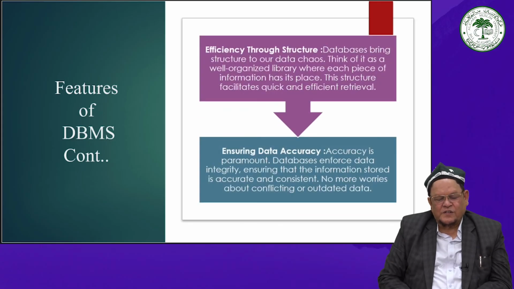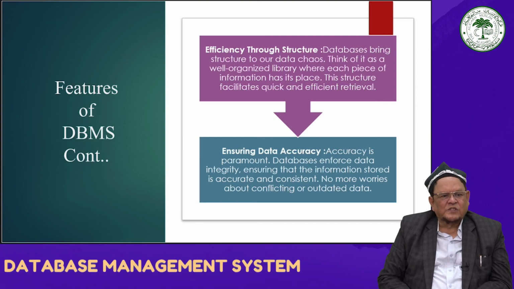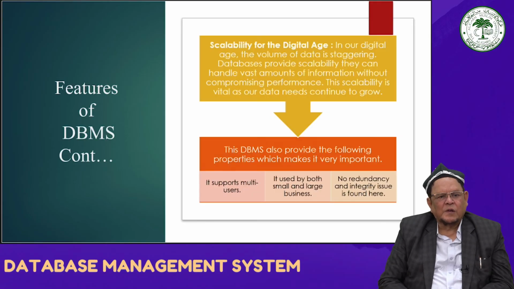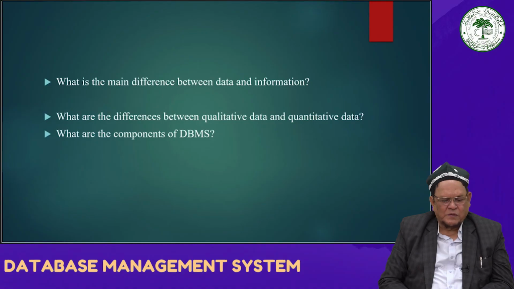Efficiency through structure. Databases bring a structure to our data. So already I have explained that. So these are the features of a database system. You can see on the screen: efficiency through structure, ensuring data accuracy. So we have explained in detail, and you can see on the screen the features of database management systems.